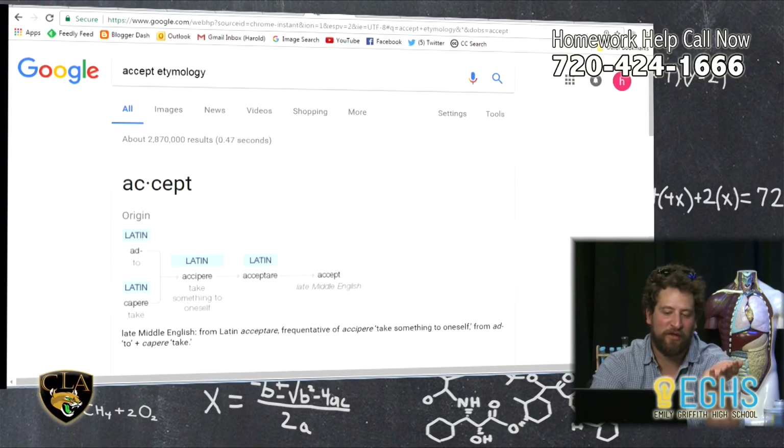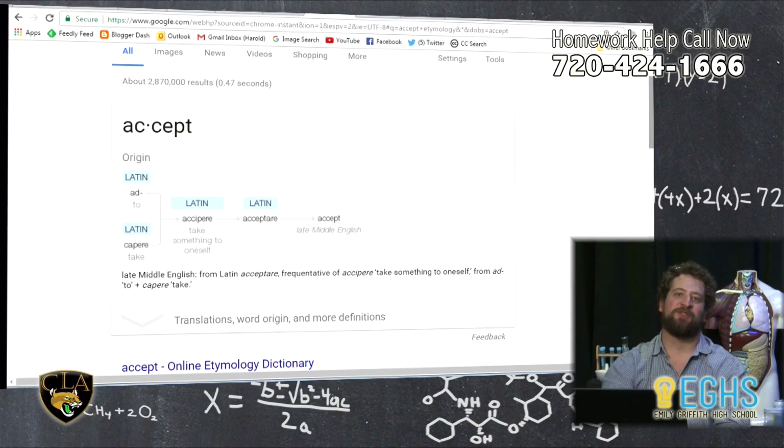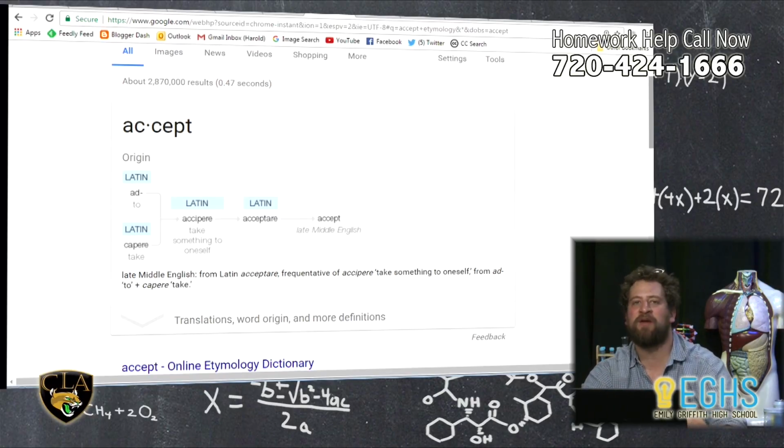So again, one of the cool things that Google will do for us is it will give us etymologies. So an etymology is essentially the origin of the word. Etymology is the study of the origin of words. And so if I took a word like dragon, I might want to know where did that word come from? Why do we use the word dragon to describe fantastical leathery beasts that breathe fire?